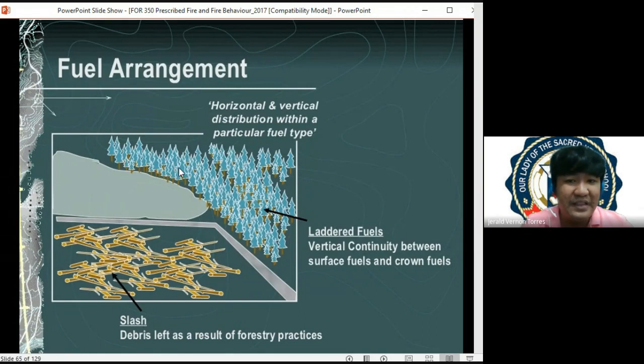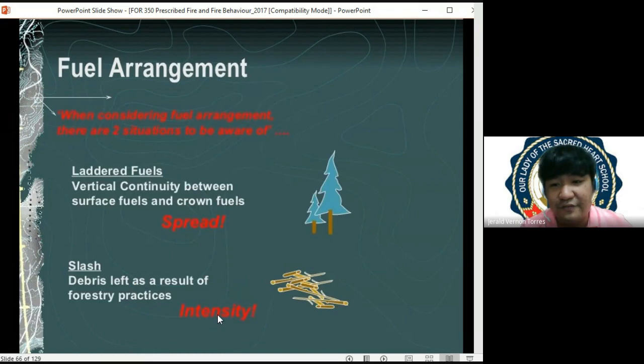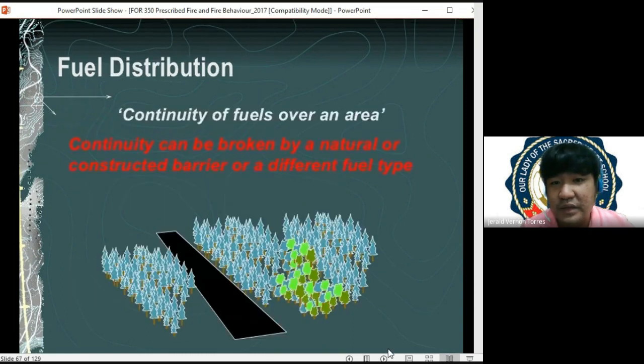Ito naman pag ladder, hindi intensity ang naapektuhan. Ang naapektuhan nito yung rate. Kasi pag ladder yung arrangement, there is a widespread wildfire or mas mabilis mag-spread yung wildfire. No? So ayan, tulad nga nasasabi ko, pag laddered yung fuel, mabilis mag-spread yung wildfire. Pag slash naman yung fuel, there is a greater intensity of wildfire natin kasi greater surface area of the fuel is exposed on the ground, no, causing the intensity of the wildfire to be greater.